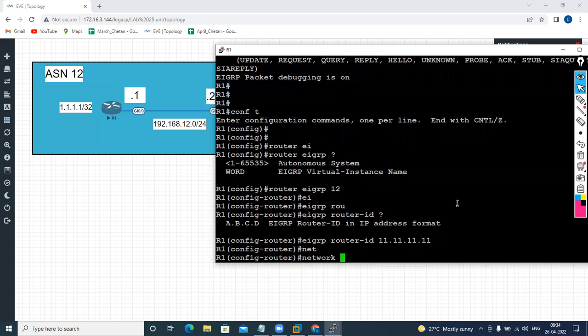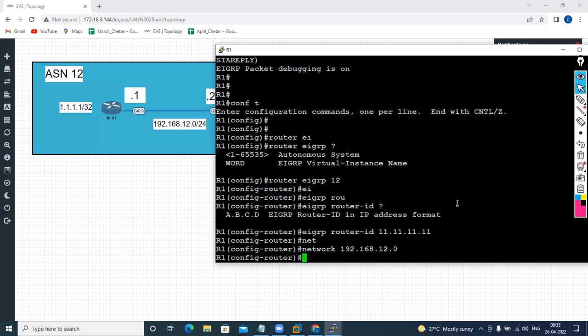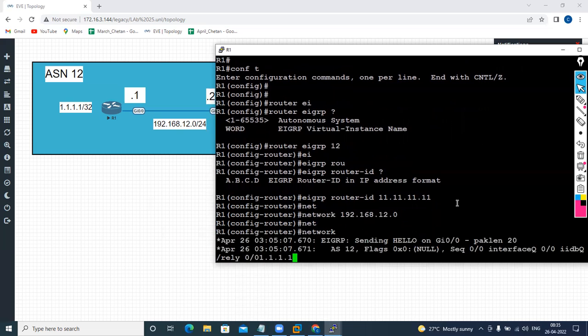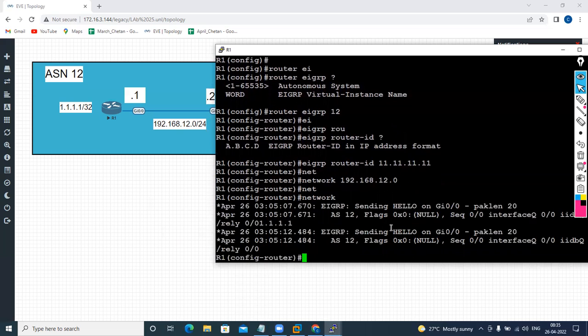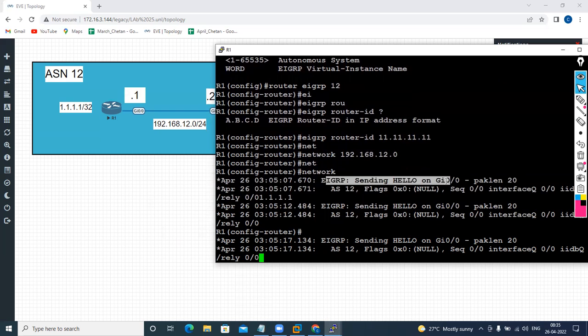Now, network. You need to advertise all the directly connected networks. So what are the directly connected networks for R1? 192.168.12.0 and network 1.1.1.1. Can you see? It started sending hello packets. Every 5 seconds, it will send this hello packet.